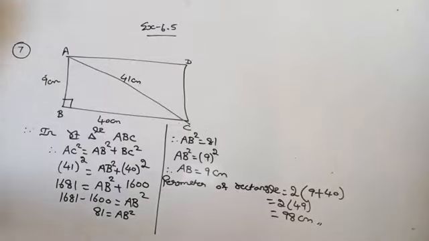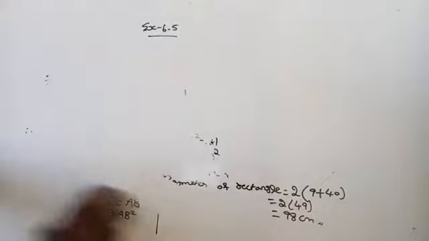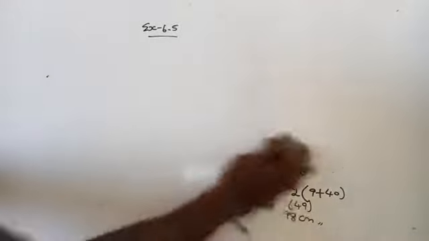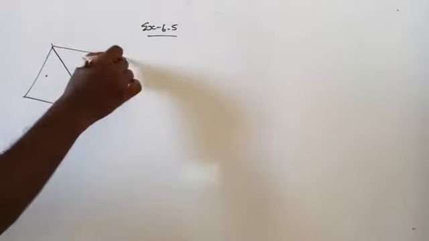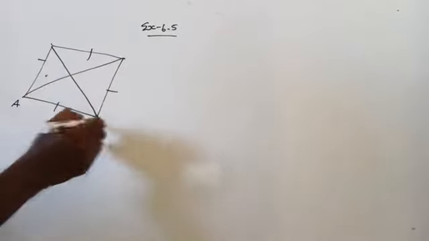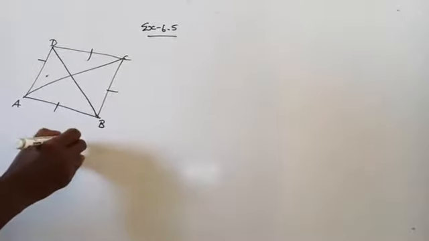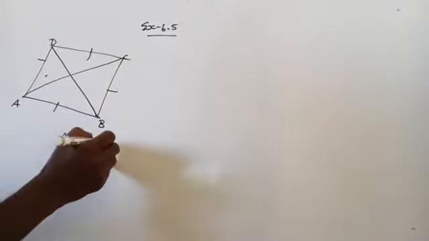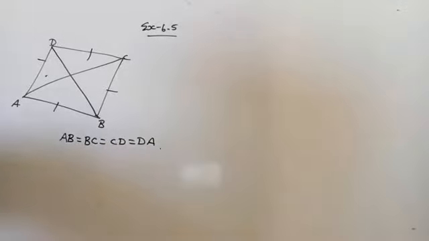First I will explain the properties of a rhombus and then after that we will move to the question. In a rhombus, all sides are equal. All the 4 sides are equal. A, B, C, D. AB equals BC equals CD equals DA.